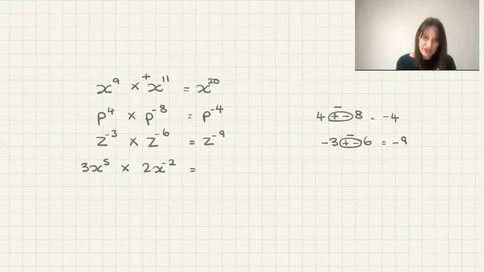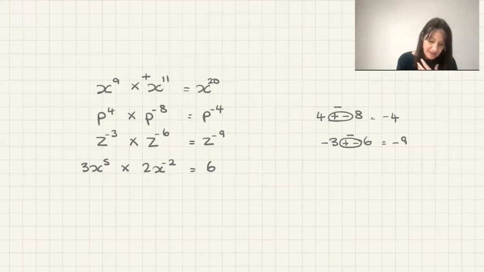Okay, so with this question, we will do any maths that we can. So we have got 3 times 2. So I will do the 3 times 2. That's going to give me 6. And then I will do the power work. So if I've actually been given numbers, I will do the numbers in exactly the normal way that I would. And then I would do the power work.